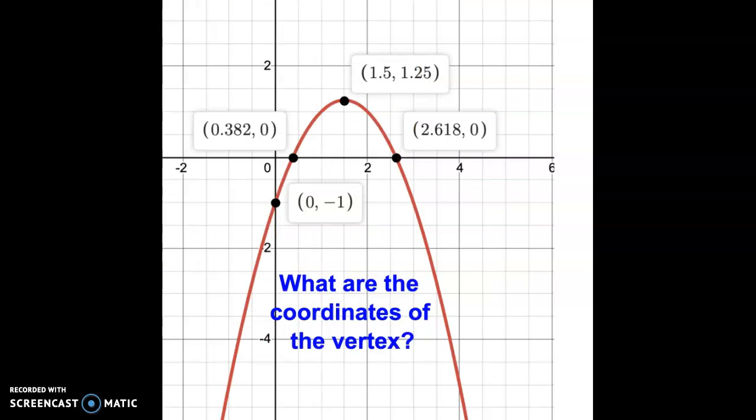Here we have another example. This time our parabola opens downwards instead of upwards. So, first question, what are the coordinates of the vertex?